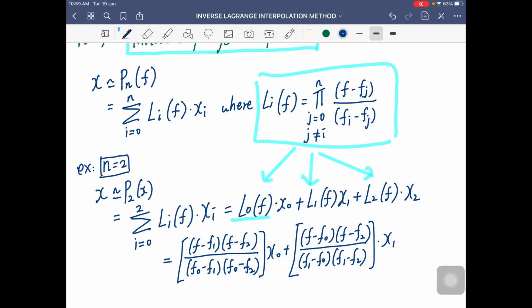Alright, and then plus the last one is (f minus f0) times (f minus f1) over (f2 minus f0) times (f2 minus f1), and then multiply with x2. So this is how we construct the inverse Lagrange interpolation. Okay, so next we will discuss an example.